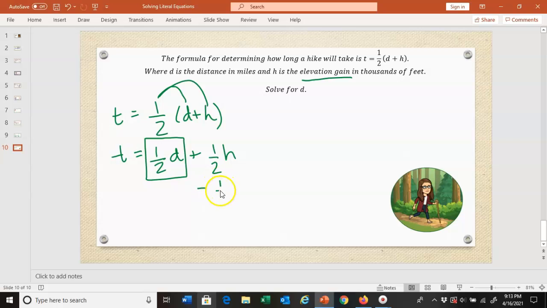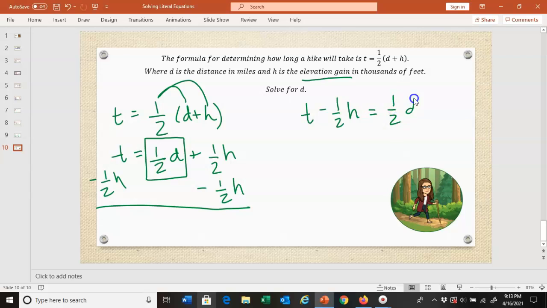So let's subtract the H term from both sides. You end up with T minus 1/2 H equals 1/2 D, right? Because those canceled out. 1/2 minus 1/2 is 0. And that's the whole point, right? In order to get it to the other side. All right, lastly, to get our little d by itself, this is 1/2 times d. So you can definitely divide both sides. I mean, that's the inverse rule, right? When you're multiplying, the inverse is division.